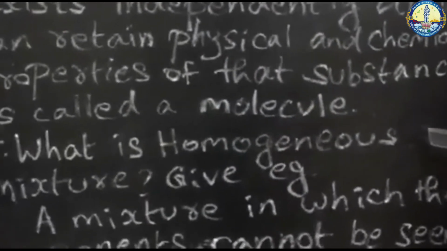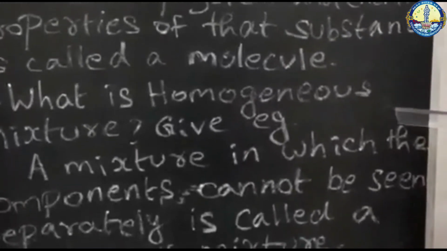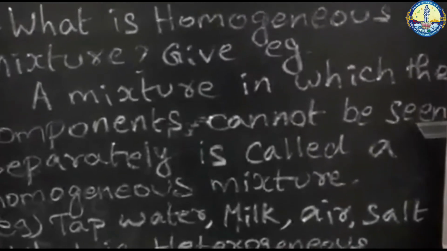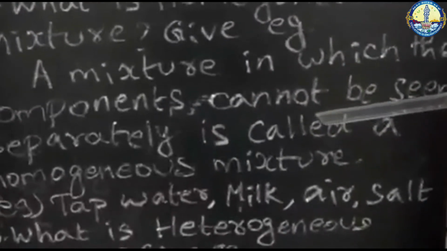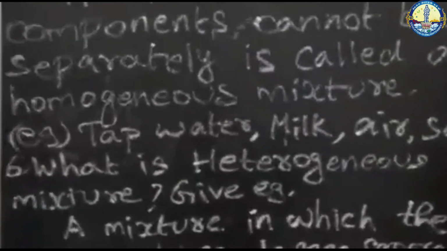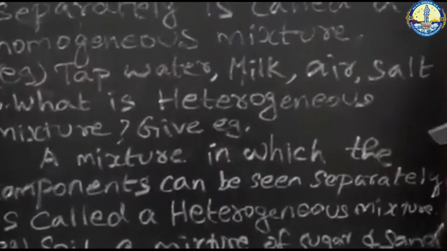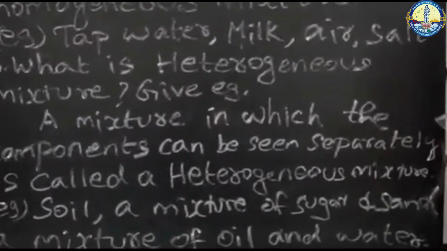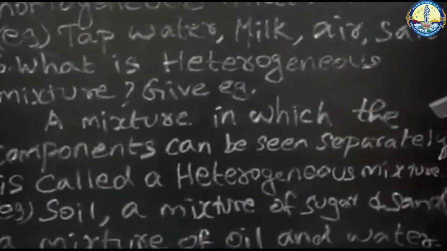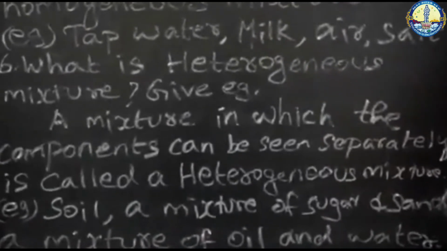What is a homogeneous mixture? Give example. A mixture in which the components cannot be seen separately is called a homogeneous mixture. Example, tap water, milk, air, salt. What is a heterogeneous mixture? Give example. A mixture in which the components can be seen separately is called a heterogeneous mixture. Example, soil, a mixture of sugar and sand, a mixture of oil and water.